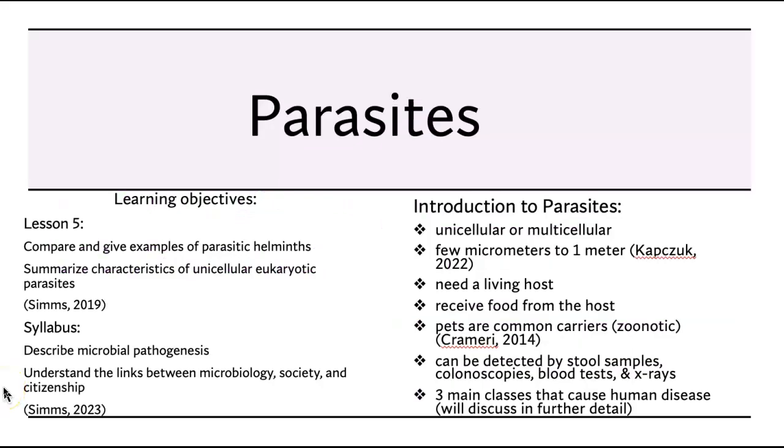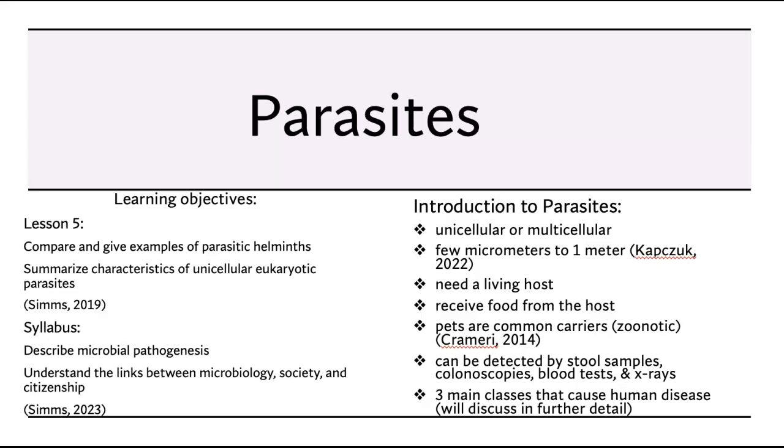I'd like to talk about some learning objectives from both Lesson 5 and from the syllabus in this presentation. So from Lesson 5, I'll be speaking on parasitic helminths and some unicellular parasites. And from the syllabus, I would like to speak about some microbial pathogens and how some unicellular and multicellular parasites have a connection to society and how they vary in size and reproduction and symptoms and all that kind of stuff. So just a little introduction on parasites.